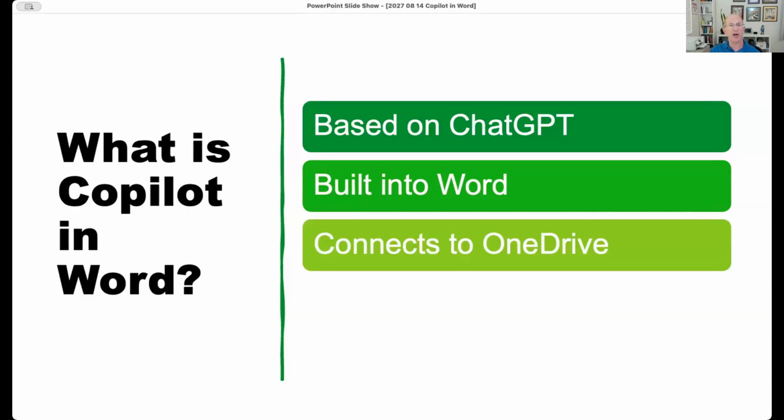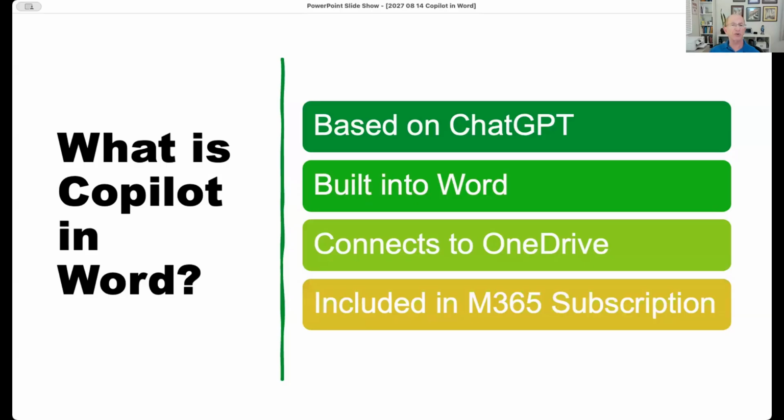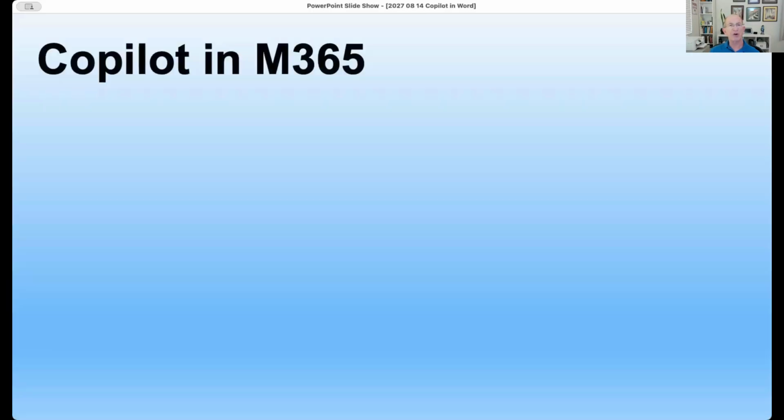It does connect to OneDrive. And so there are tools that give you the ability to access, ways to connect it to OneDrive that I'll show you. And it's included in your Microsoft 365 subscription. Copilot is not included in Word if you use the free version of Word on the web. You do have to have a Microsoft 365 subscription. I think they raised the price a little bit this past year when they started throwing in Copilot for all the users.